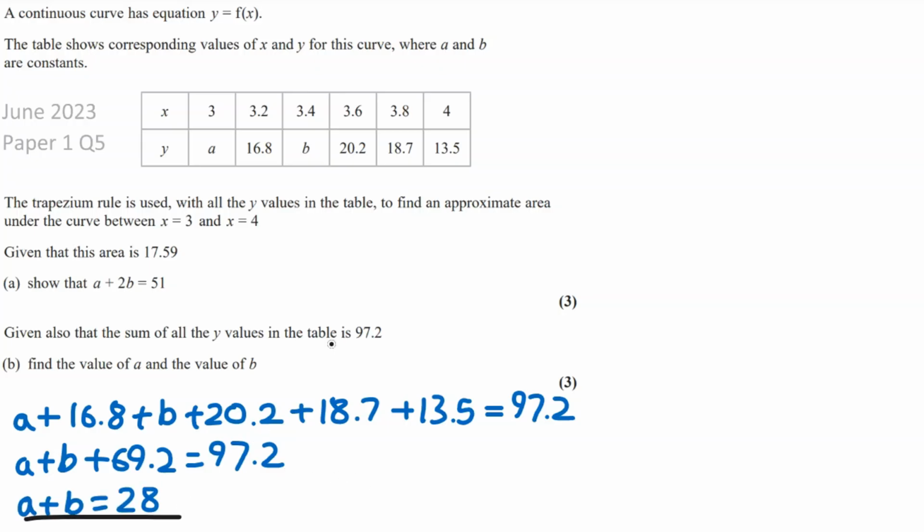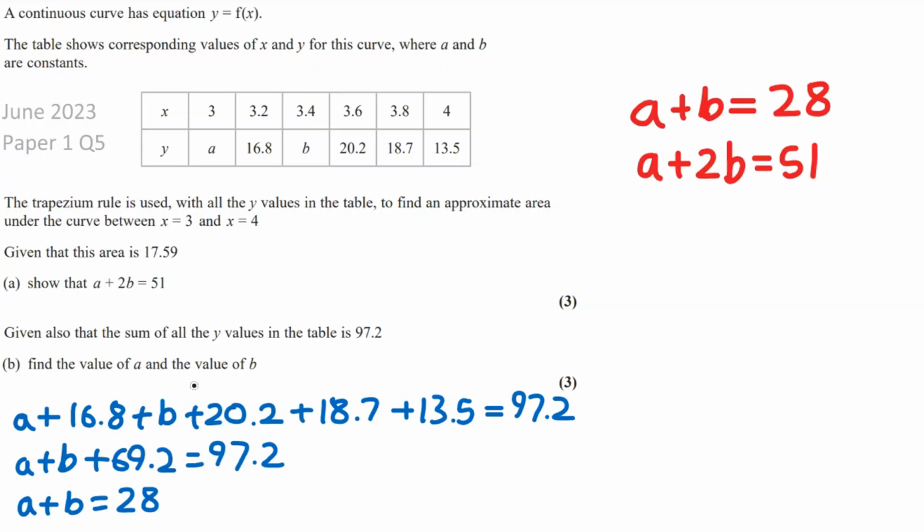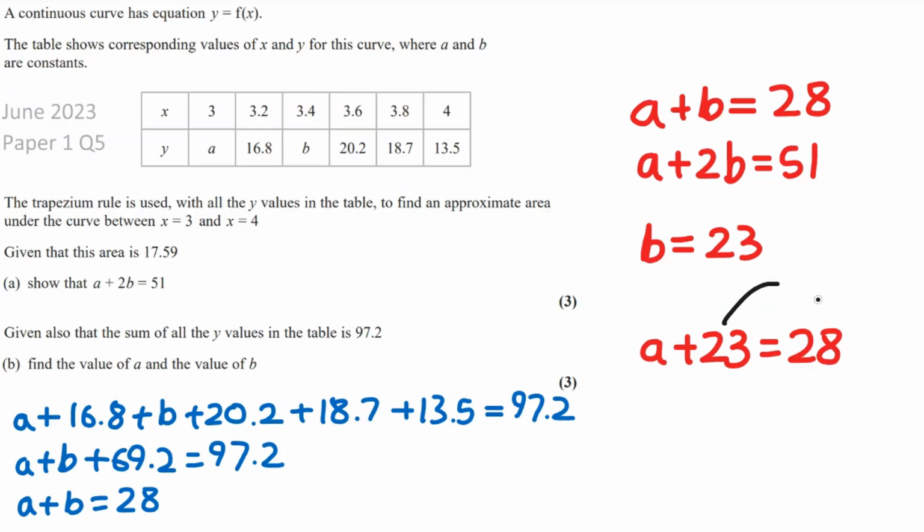And what's useful about this is we now have a pair of simultaneous equations. We have this a plus b is equal to 28, and we also have this a plus 2b is equal to 51 that we figured out in part A. So now we can just find the values of a and b. It's really easy using this pair of simultaneous equations to find b, because we just find the difference between the two simultaneous equations, and we get that b is equal to 23, and therefore we can sub this b is equal to 23 back into this a plus b is equal to 28 here. So we get that a plus 23 is equal to 28, so move this onto the other side, so we get that a is equal to 5. So a is equal to 5 and b is equal to 23.